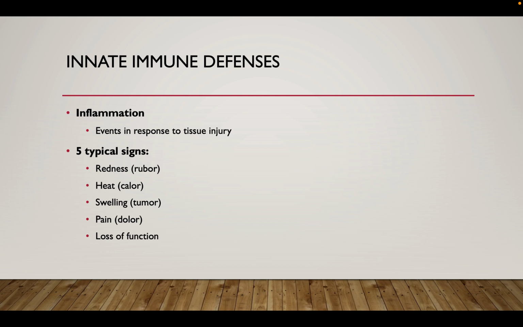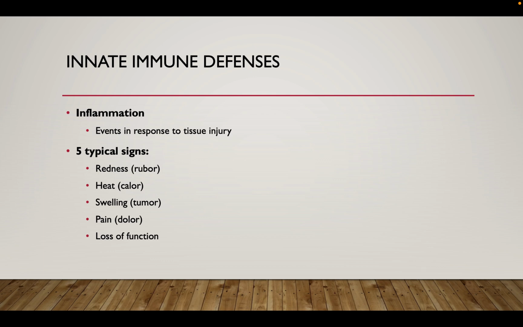Now, this tissue injury can be an infection, but it could also just be some type of generic tissue injury. So maybe some type of mechanical injury if you fell and scraped your leg or your arm, if you twisted an ankle, if you happen to break your bone, you'll see some of these signs of inflammation. So there are generally 5 typical signs, or sometimes they're called cardinal signs of inflammation.